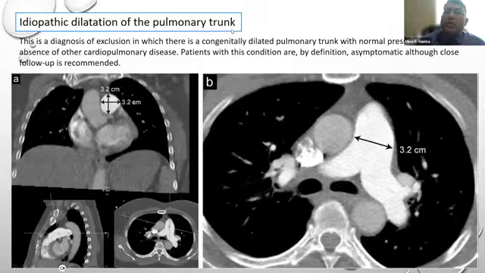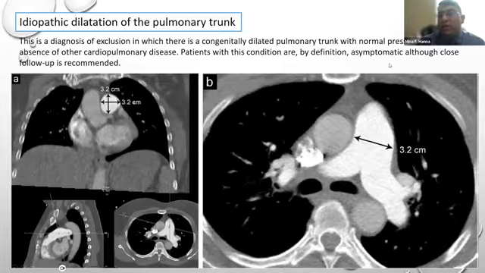Idiopathic dilatation of the pulmonary trunk. For any CT, we usually measure the main pulmonary artery to see how dilated it is. Sometimes, idiopathically, in some patients we find the pulmonary artery dilated without history of pulmonary embolism, without abnormalities in the lung, something idiopathic, something congenital. It is a diagnosis of exclusion. So we have to first exclude the presence of other parenchymal or vascular reasons that cause this dilatation. Then you can say it is idiopathic dilatation.